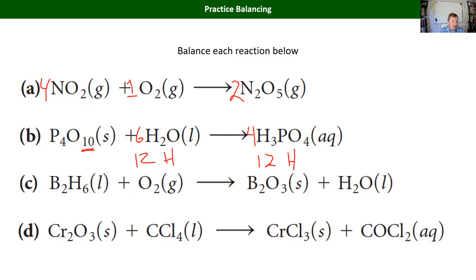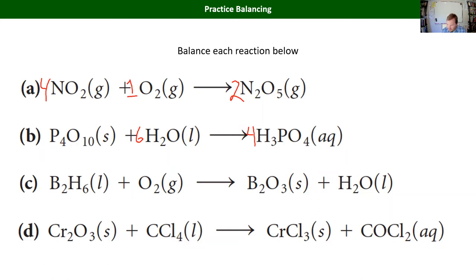So a lot of times, if you get most of your elements balanced, the last one or two elements will probably take care of themselves, or it tells you you just need to go back and try the next possibility. And so our final answer here for balancing was 1 tetraphosphorus decaoxide plus 6 waters turns into 4 phosphoric acids, or H3PO4s. And we're balanced.